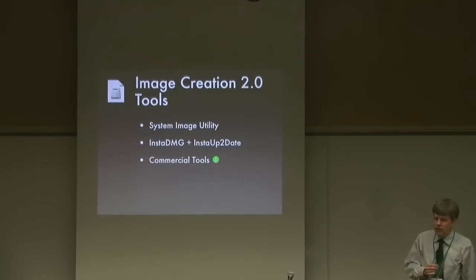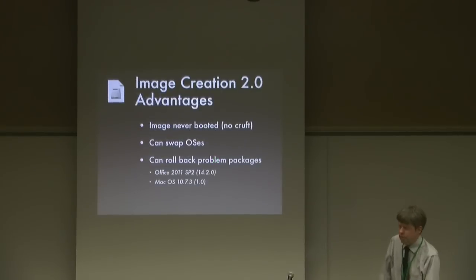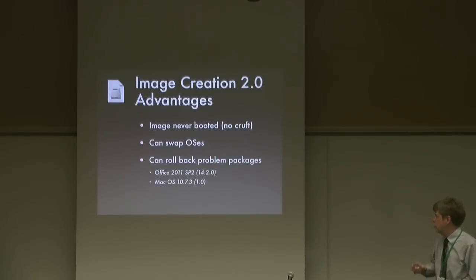InstaImage with the InstaUpToDate add-on uses that second method I described, where you create the image by installing on a disk image, never on a machine. And then there are commercial tools we talked about, Casper and other things like that, that can do this type of thing. So what are the advantages of doing 2.0 type imaging?